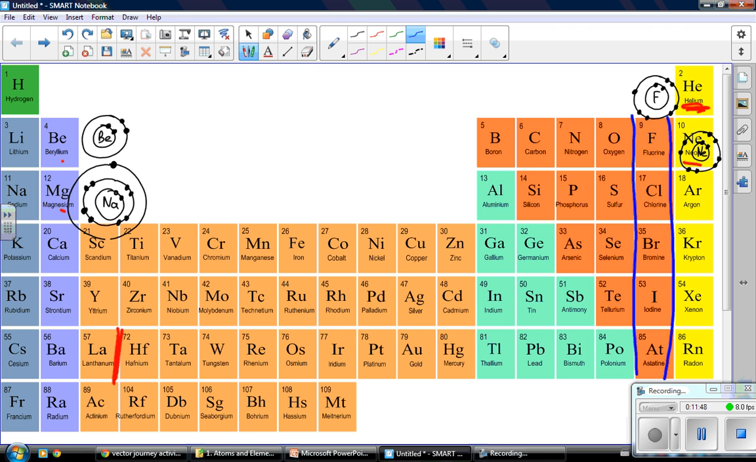What about oxygen, sulfur, and all the rest of these guys? How many are they short? 2. They're 2 short of being full. Okay? What about lithium, sodium, potassium, all these guys? What can we say about them? What do we know?